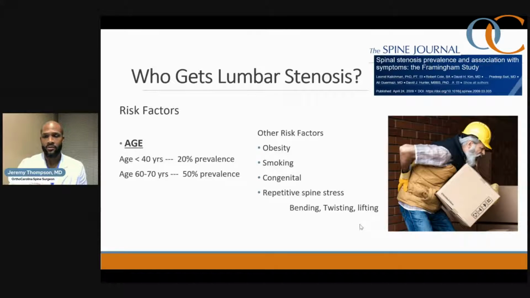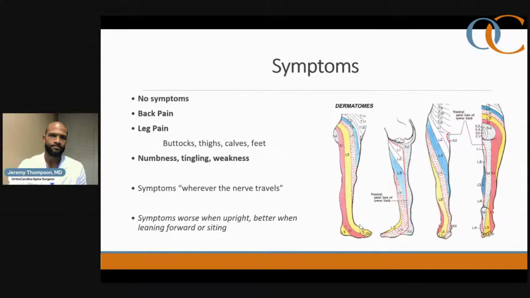Other risk factors are things that lead to more wear and tear changes in the spine, like obesity, smoking, and congenital stenosis, being born or developing a spinal canal that's more narrow than average. And commonly, jobs or activities that yield repetitive spine stresses, like bending and twisting and lifting, can yield more and more wear and tear changes that sometimes encroach on the nerves in the spine.